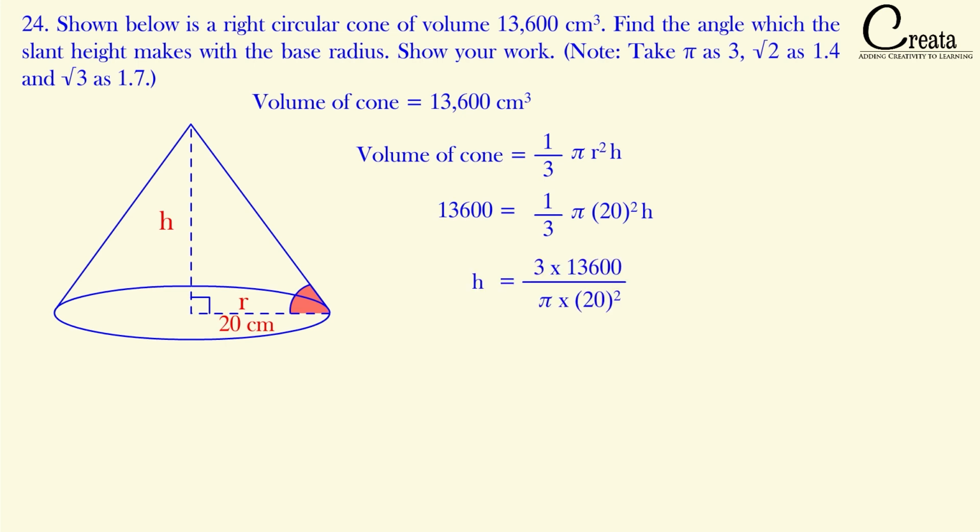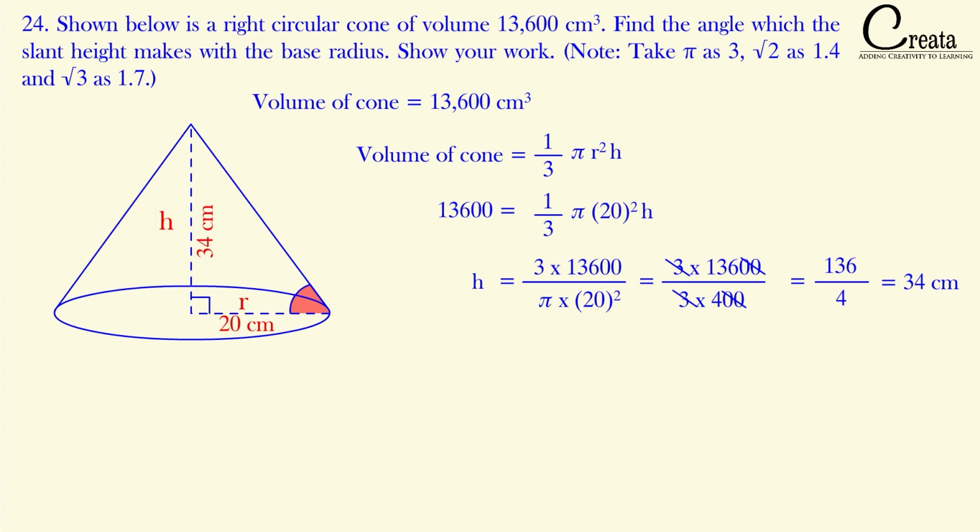h is equal to 3 into 13,600 upon pi into 20 square. Let's put pi as 3 as given in the question. Here 3 and 3 will cancel out. These zeros will cancel out. We got 136 upon 4, which is equal to 34 centimeter. We got height of the cone as equal to 34 centimeter. Got it? We got the height of the cone.